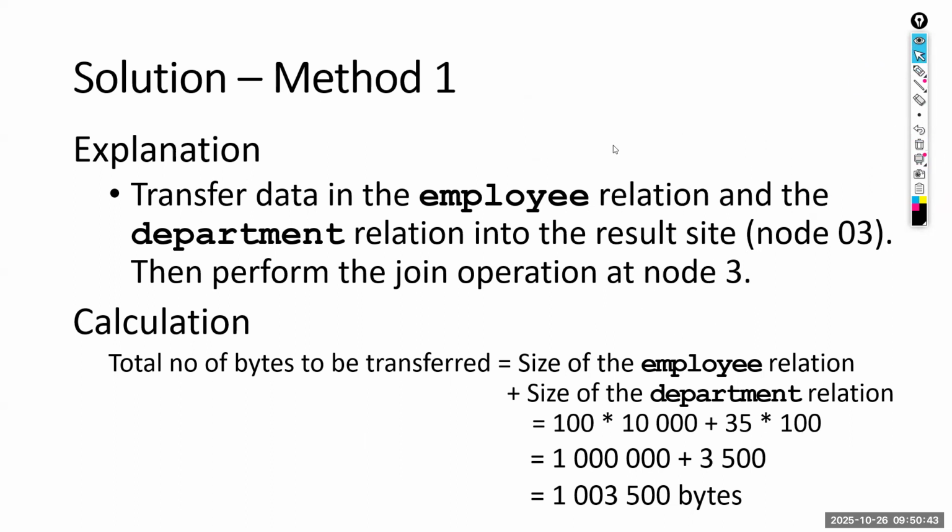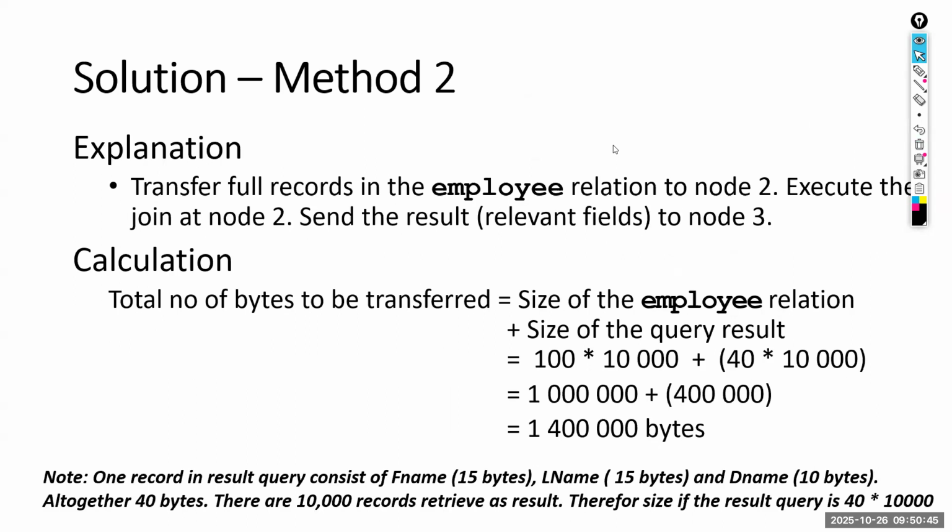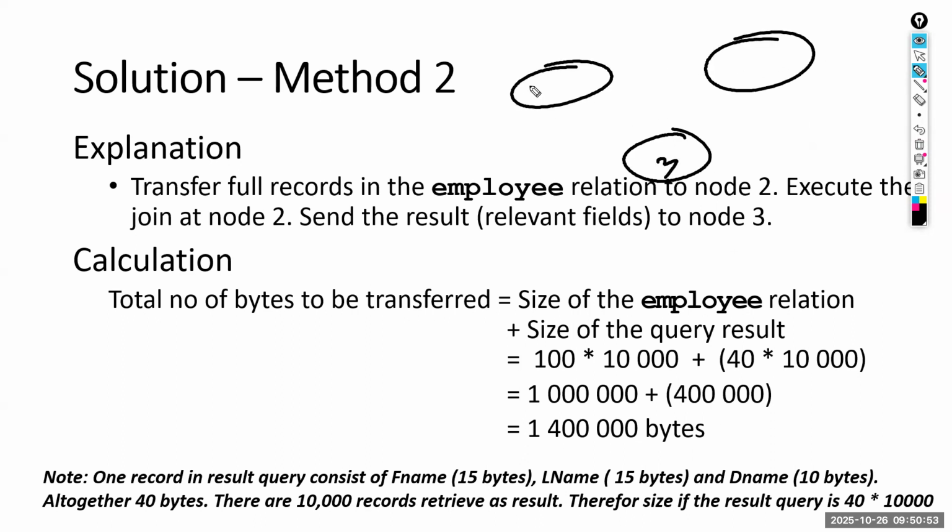So now let's see another possibility. The second possibility, because we have 3 possibilities. So this is my node 3, node 1, node 2. Node 1 has employee, node 2 has department. So in this solution you transfer all the employee details to the department node and do the join here, and then take the result.